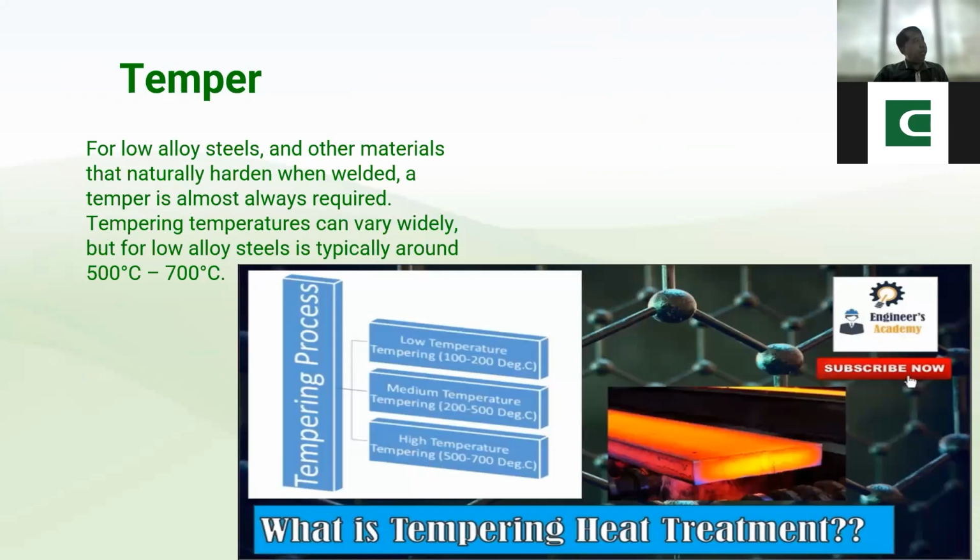So this one is the tempering, no? The tempering is a combination, or you need to balance toughness and hardness, and you have different tempering temperatures: 100 to 200 is the low temperature process tempering. The medium temperature is 200 to 500, while the high temperature is 500 to 700 degrees centigrade for low alloy steel.